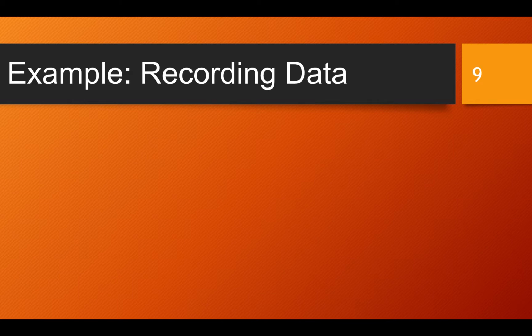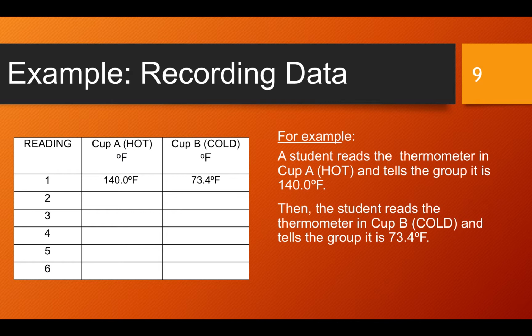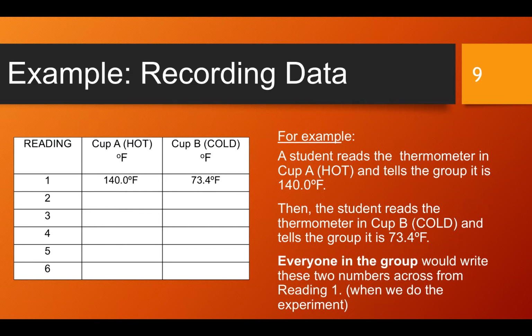So let's do an example. This isn't the actual experiment, but we're going to show you what you're going to be doing, recording your data. We start with a chart. For example, a student's going to read a thermometer in cup A and tells the group that it's 140 degrees Fahrenheit. Then the same student reads cup B and tells the group that it's 73.4 degrees Fahrenheit. Everyone in the group would write these two numbers across from reading one when we do the actual experiment.